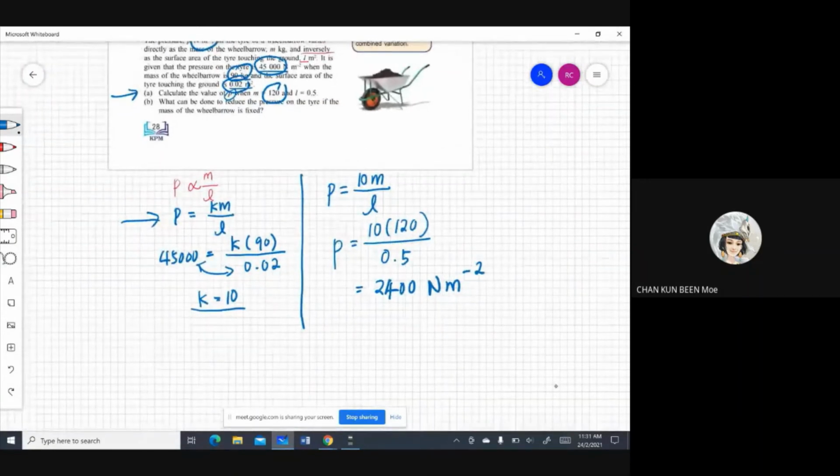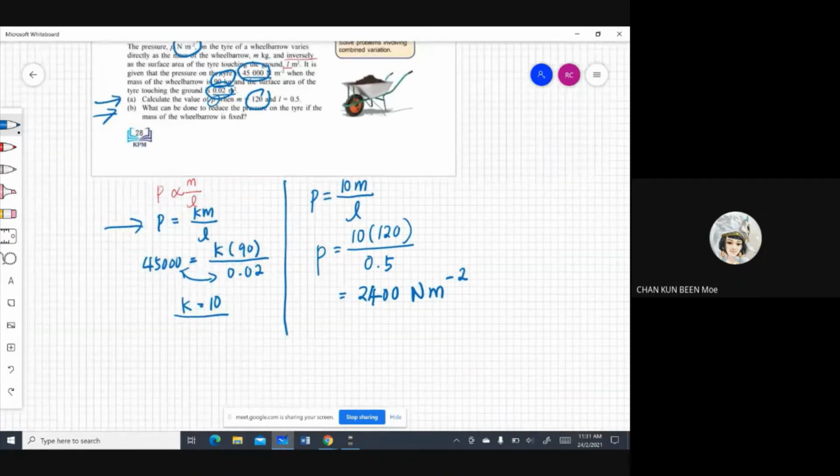Okay, I'm going to continue with part B over here. What can be done to reduce the pressure on the tire if the mass of the wheelbarrow is fixed? So the mass is this one. If it is fixed, sorry, not this one, this is a constant. This is 10 times 120. Okay, if the mass is fixed, so you see, 10 times 120, if it is fixed on top of it, what can be done to reduce the pressure?